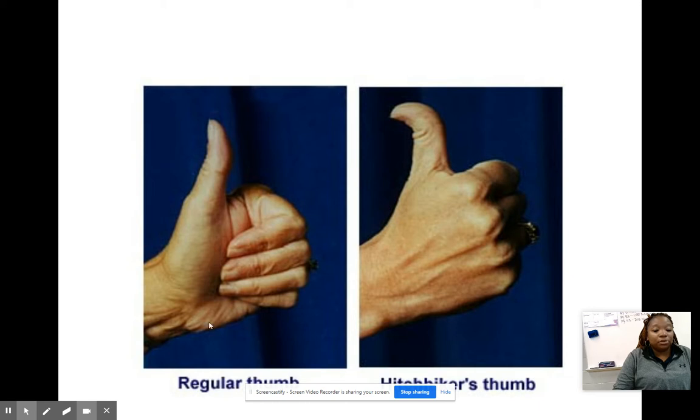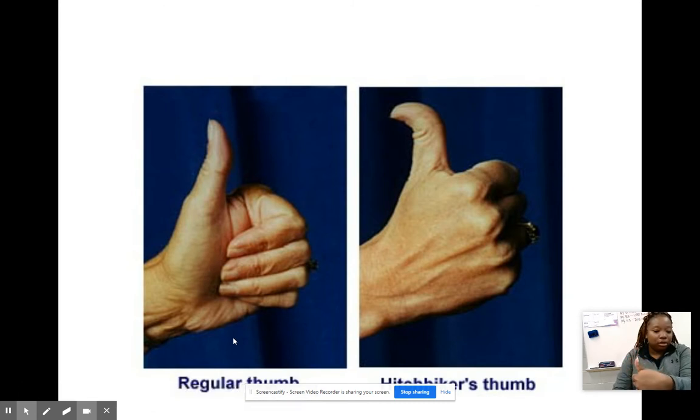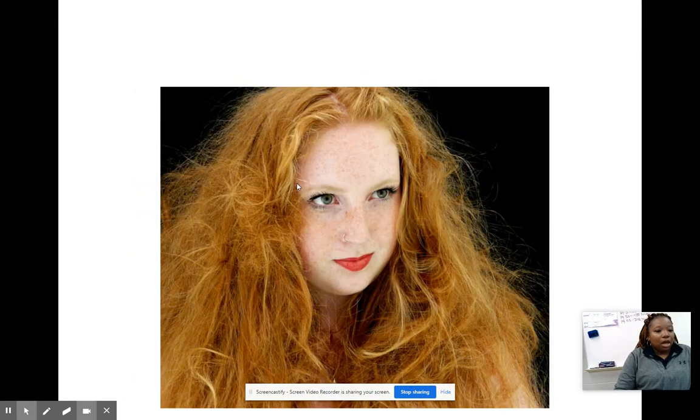Okay, here are some more traits. Some people have a regular thumb, and some people have hitchhiker's thumb. And I think I may have a little bit of hitchhiker's thumb. Okay. This young lady has beautiful red hair. Some people may think that it's another color. I say it's red hair. She has freckles. She also has maybe red eyebrows. She's beautiful. Also, she has green eyes.